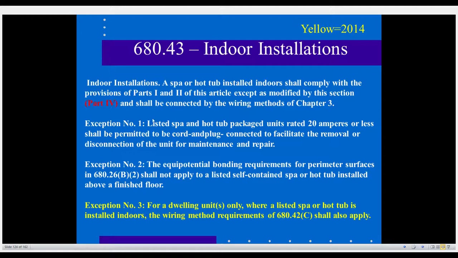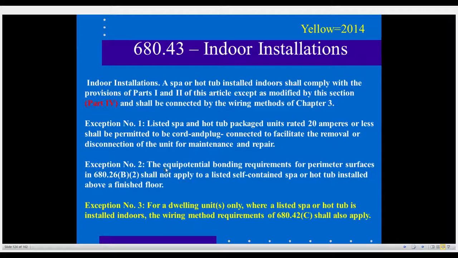Now, we do have some exceptions here, and you see here in the yellow, which was brought in in 2014, we have 1, 2, and 3 exceptions where we don't have to meet everything that's here. Number 1 says, look, if I have a listed spa and hot tub packaged unit rated 20 amperes or less, it shall be permitted to be cord and plug connected to facilitate the removal or disconnection of a unit for maintenance and repairs. So in that application, I'm not required to have the maintenance disconnect that is required in Part 1. And so I'm allowed to have some cord and plug applications.